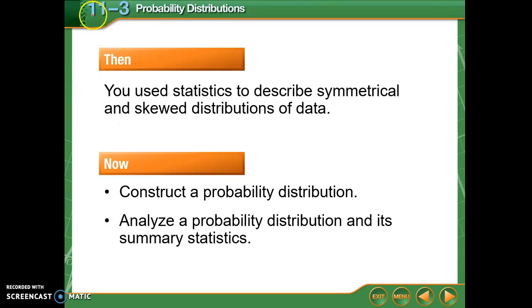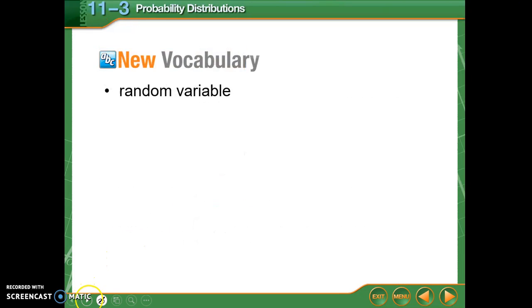All right, in this section we're going to continue our talk about statistics, but we're going to be applying some of those ideas to probability distributions. So we've been using statistics to describe symmetrical and skewed distributions of data. Today we're going to talk about how to construct a distribution that involves probability, and then we're going to use statistics to analyze that distribution.